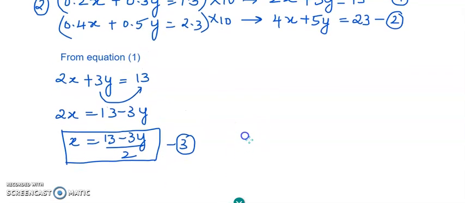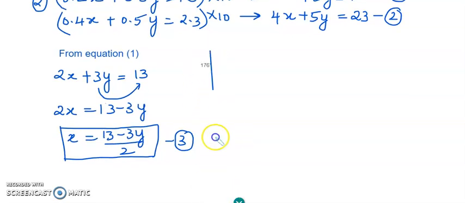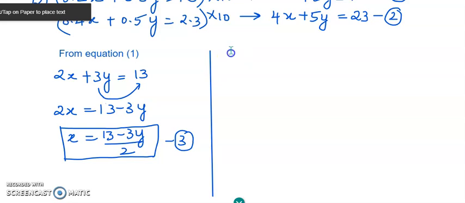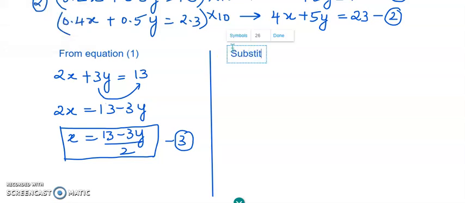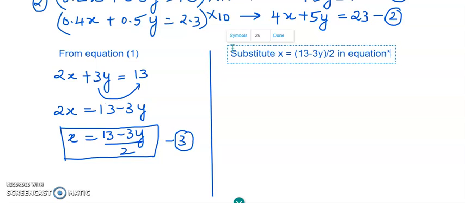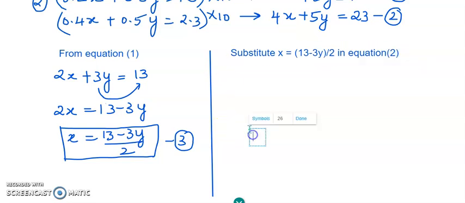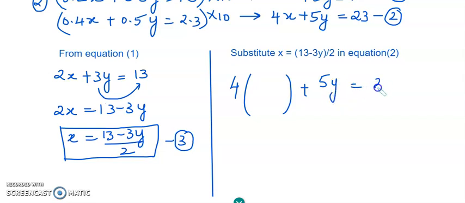So now I'm going to substitute that in equation 2. Let's write it on the right side so it's easier for us. So we'll say substitute x equals 13 minus 3y, divided by 2, in equation 2. So let's take down equation 2. 4, then my big bracket because I want to put the x, 5y equals 23. So my x is what? 13 minus 3y divided by 2.